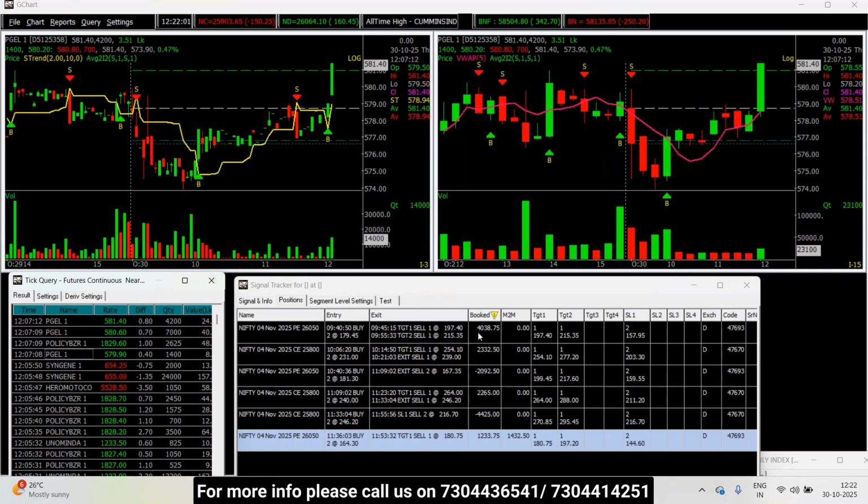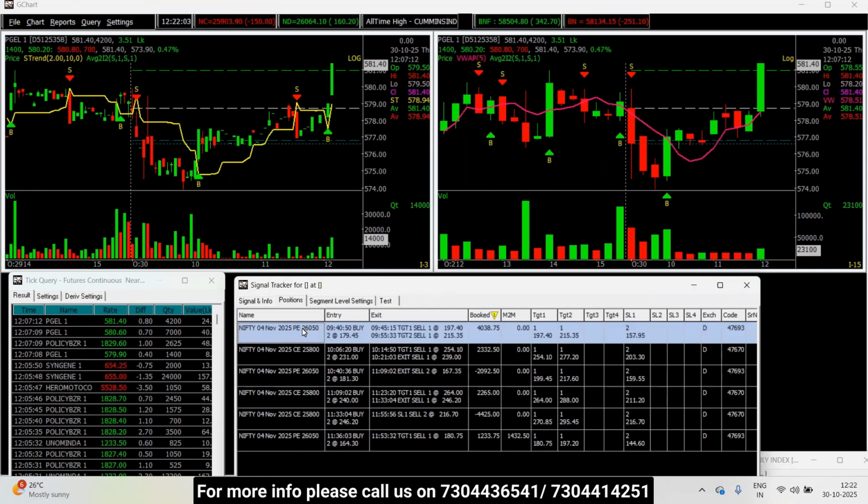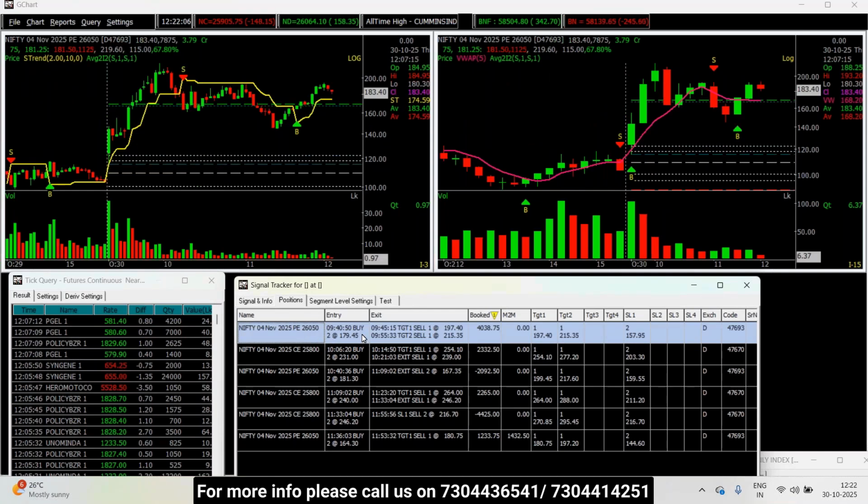So now let's discuss this 4,000 profit. I'm going to open this. As I said earlier, at 940, the price is at 179 rupees and I got a sell signal. The first target was 197 rupees. So 197 rupees got hit and it sold at 945 within 5 minutes, which is 10%.